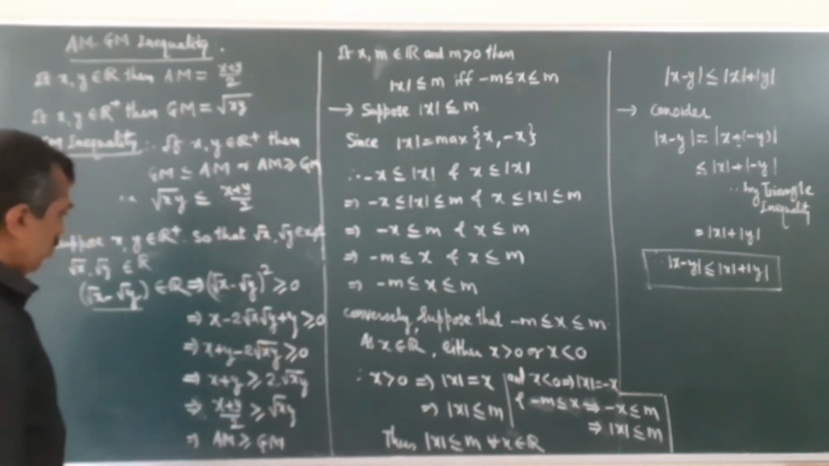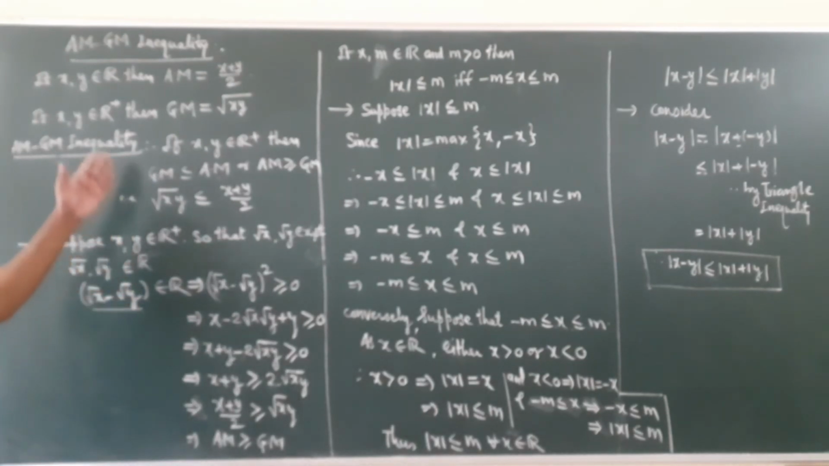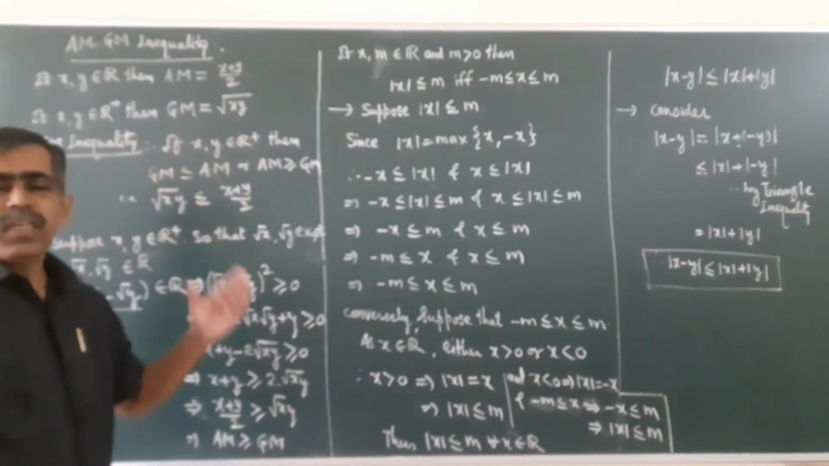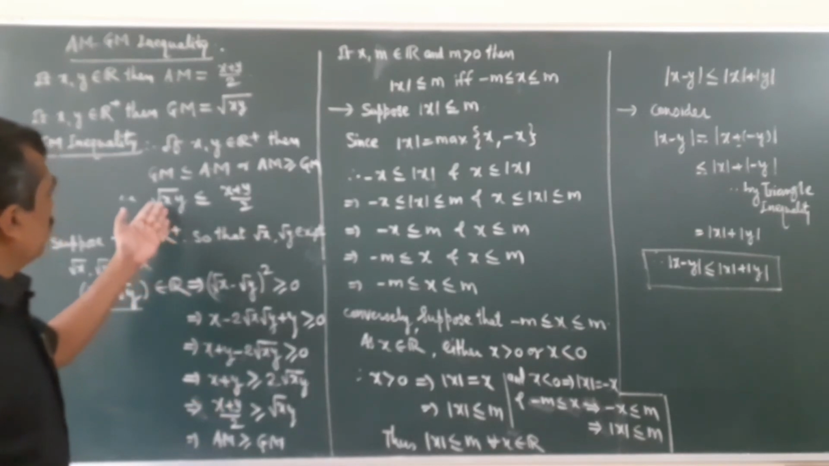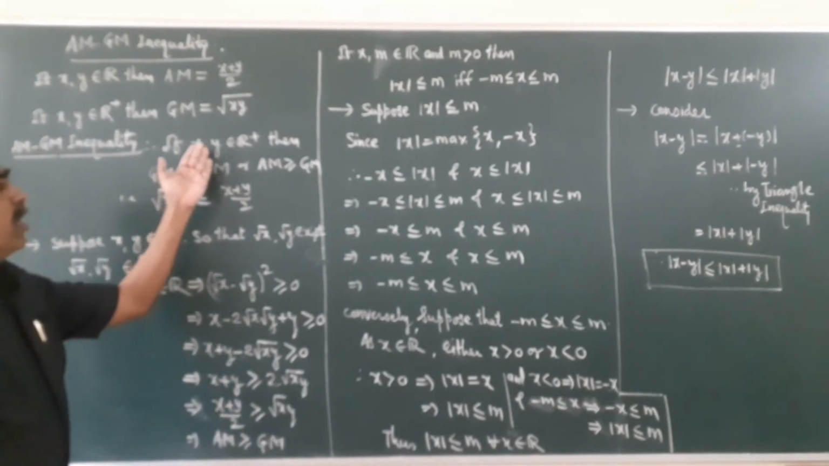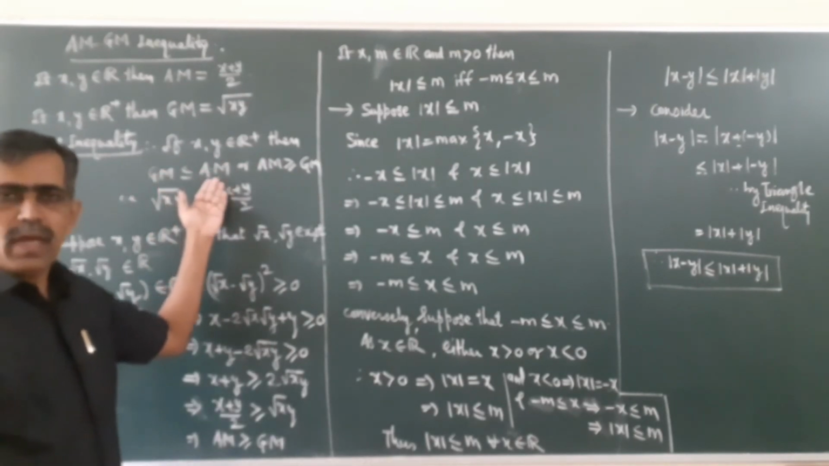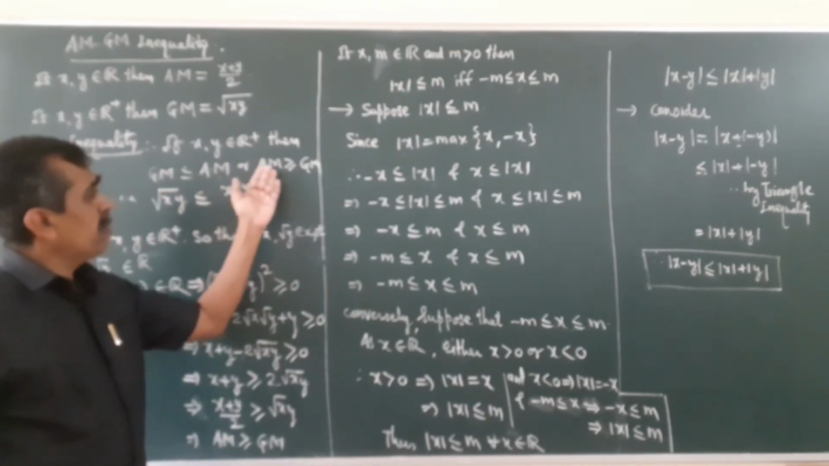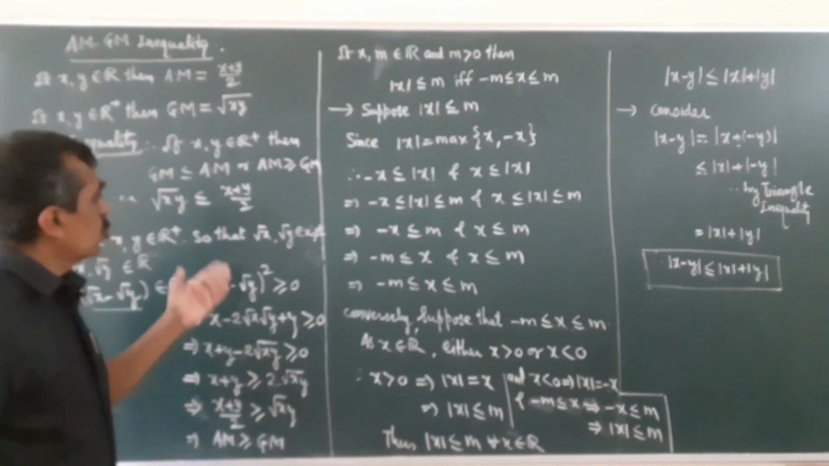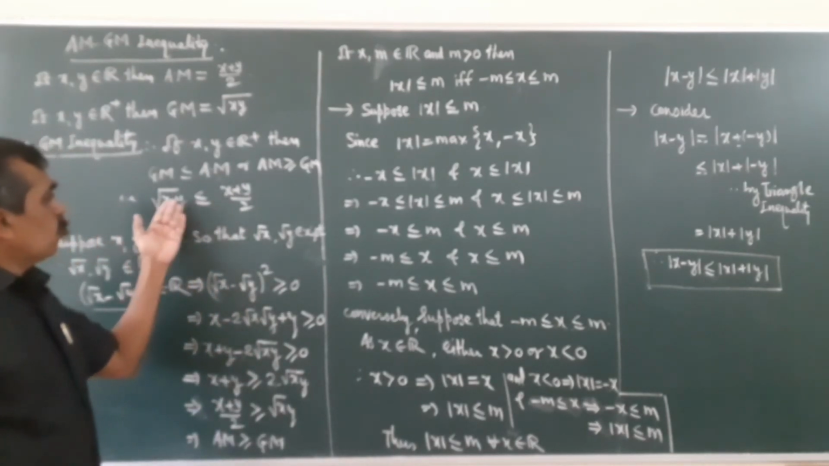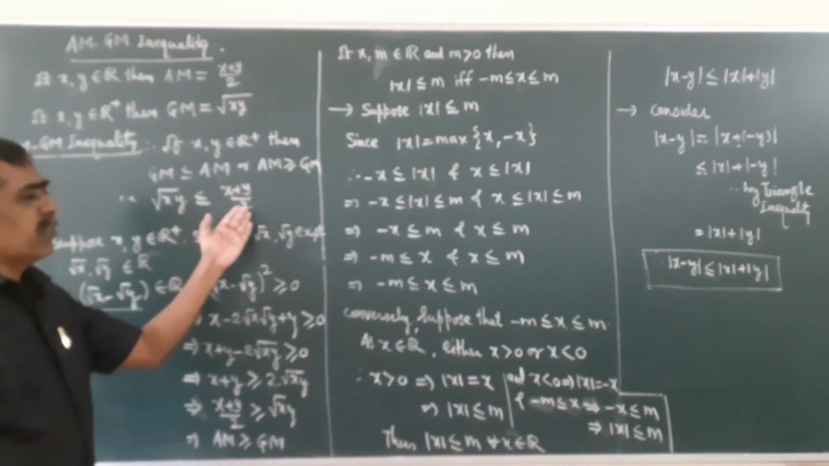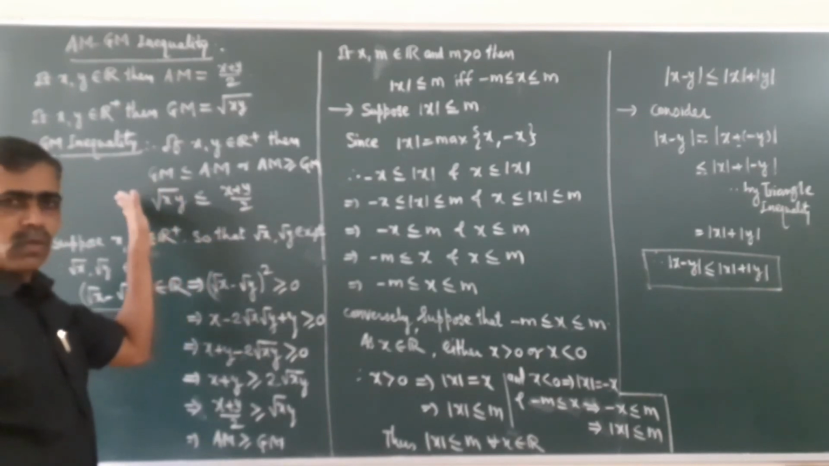So this is how you can prove the AM-GM inequality. What is the AM-GM inequality? For any two positive real numbers, the geometric mean is less than or equal to the arithmetic mean, or the arithmetic mean is always greater than or equal to the geometric mean. That is, root of xy is less than or equal to x plus y by 2.